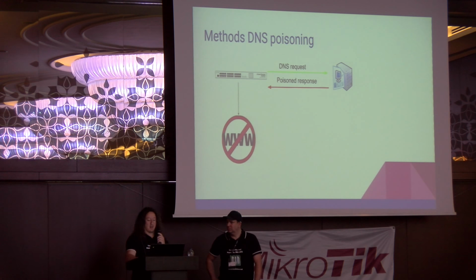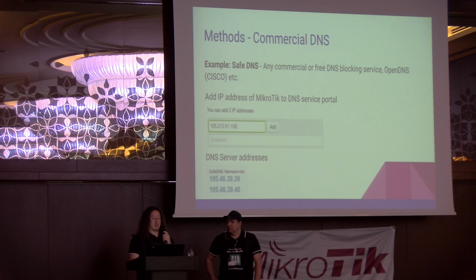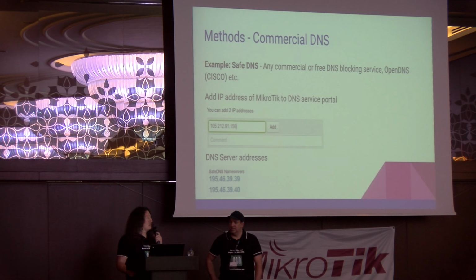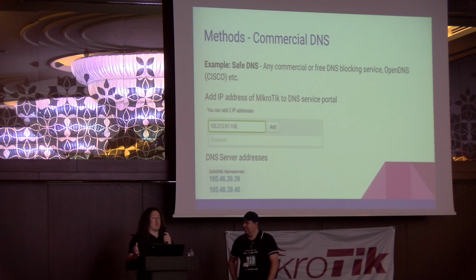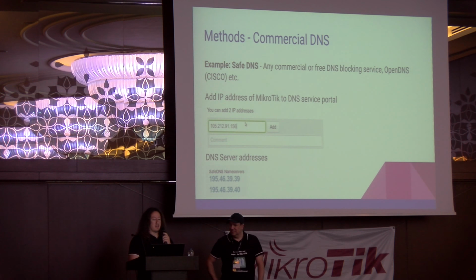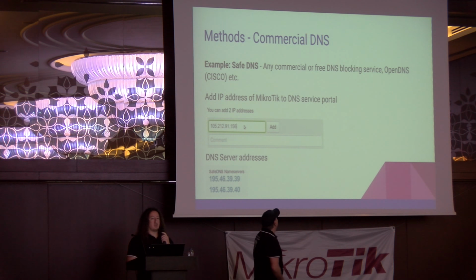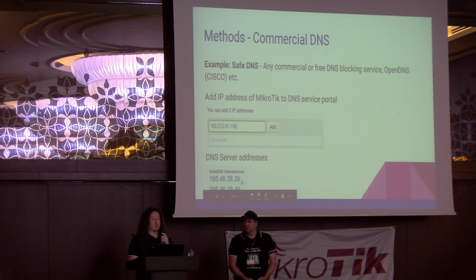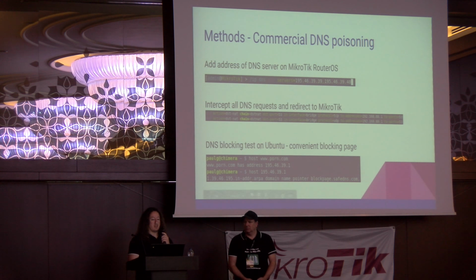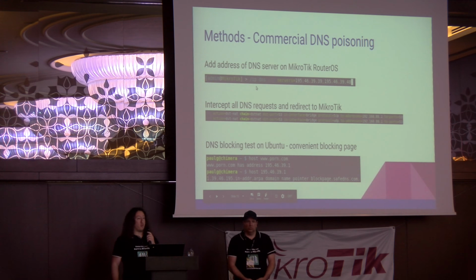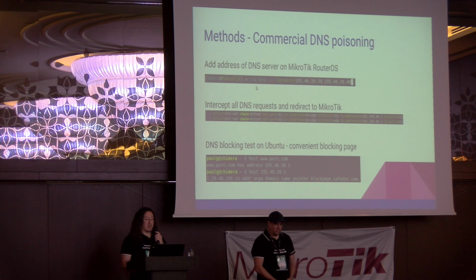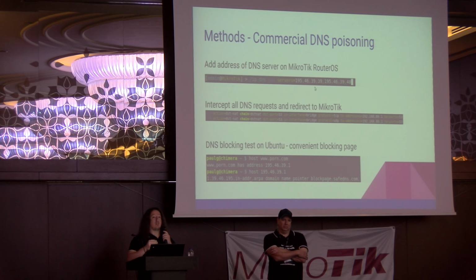which is great. So an example of this is a commercial company called SafeDNS, similar to OpenDNS, which is now owned by Cisco. There's lots of flavors out there, and it's very easy. You add your network's IP address to their portal, and they create a set of DNS servers that you can connect to, and you just point your DNS to those DNS servers, and they will do DNS poisoning for you. You can see an example. We've added the DNS server for SafeDNS. You give their IP addresses, and now your Mikrotik queries them for a DNS request.